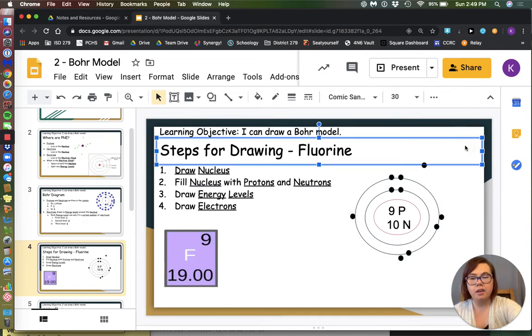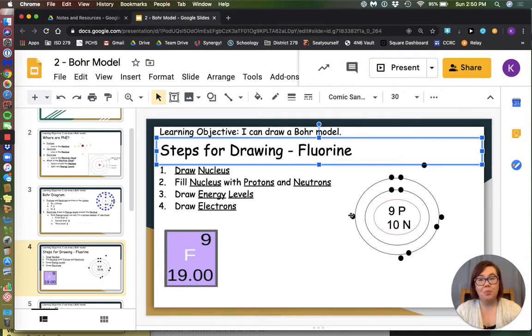If I count up the electrons that are in there, I've got 1, 2, 3, 4, 5, 6, 7, 8, 9. 9 electrons total. That was how many I'm supposed to have in this fluorine atom. And I had 2 in the first ring and 7 in the second, which is within the number that fit. So that is my example for fluorine. I did that one completely.